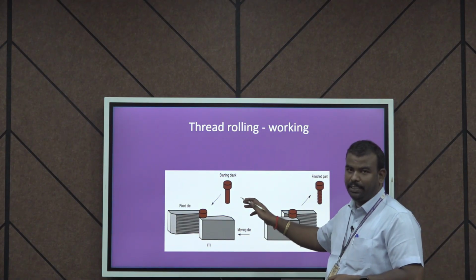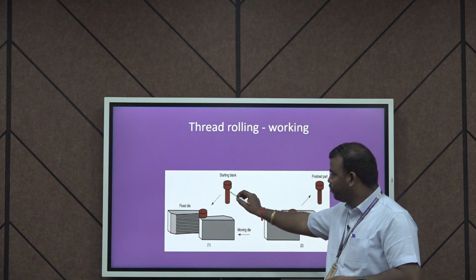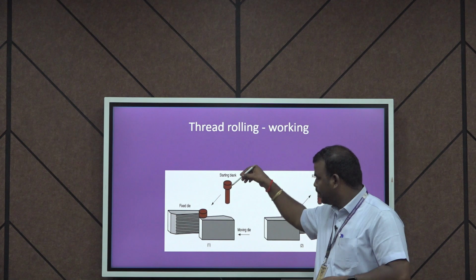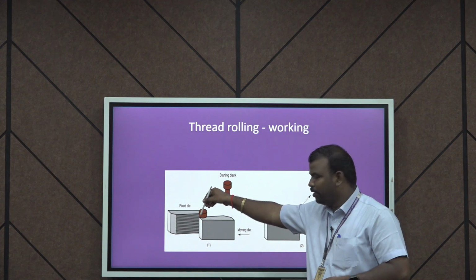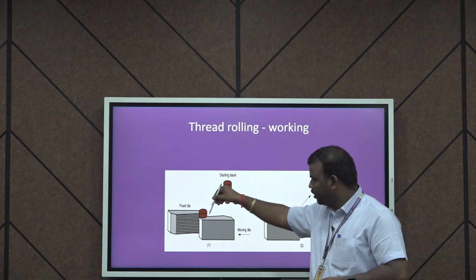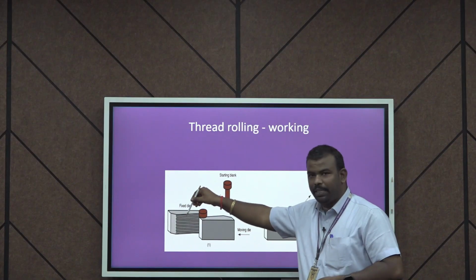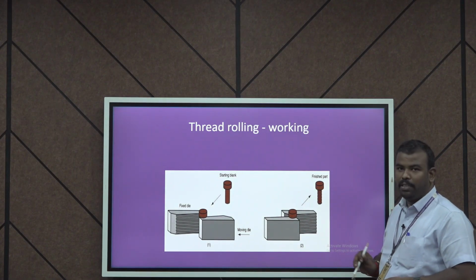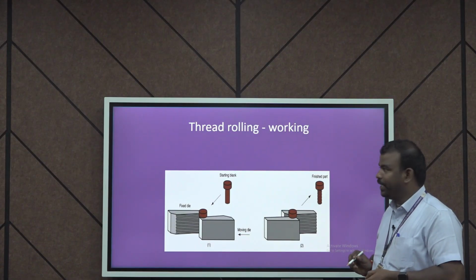This is the diagrammatic representation of thread rolling. The cylindrical part is here. The first die is the fixed die. The second one is the movable die. The cylindrical part is fixed in between the 2 dies, and it is rolled in between the 2 dies. So, the thread is formed in the cylindrical part. It is mainly used for bolt and screw applications.